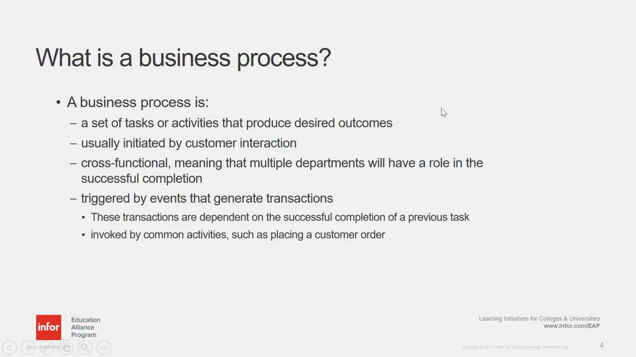Here is the official definition of a business process: a set of tasks that produce desired outcomes, initiated usually by customer interaction. They are cross-functional, meaning that one department will pass on a portion of the business process to the next department. And usually they are triggered by some sort of event that invokes a transaction, a common activity, such as placing a customer order, for example.